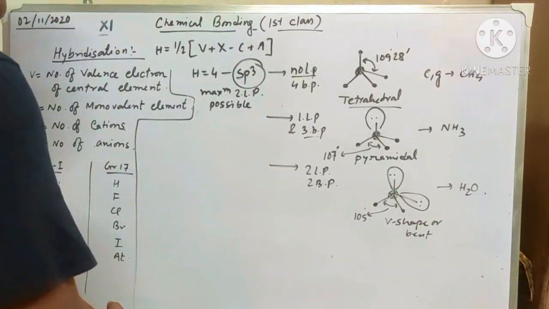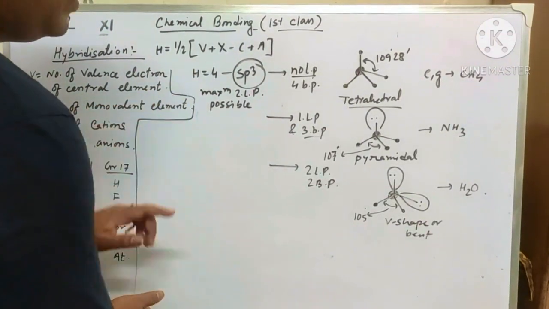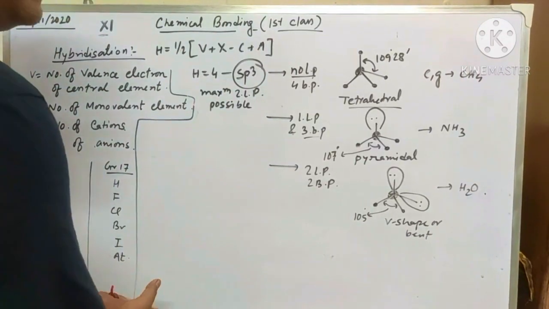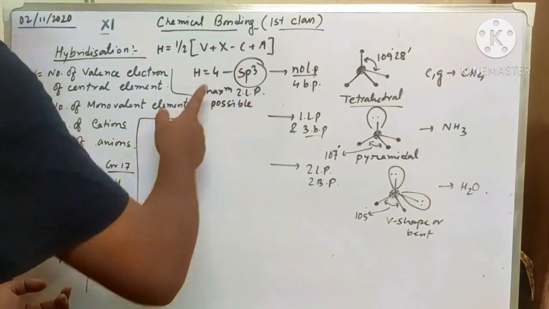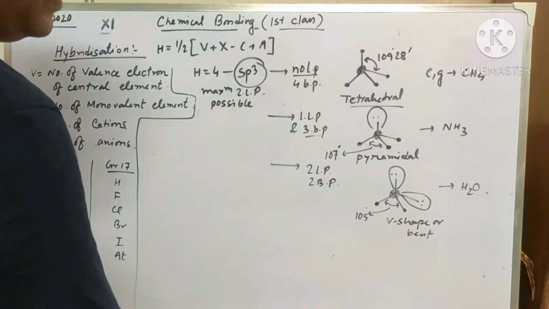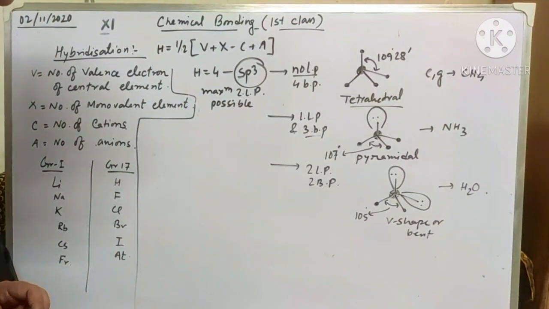When nitrogen has three bond pairs and one lone pair, the hybridization value is four, the bond angle is about 107 degrees and the structure is pyramidal. And if two lone pairs and two bond pairs are present, the value of H is equal to four and its shape is V-shaped or bent. Okay, now let us move on to some different examples.